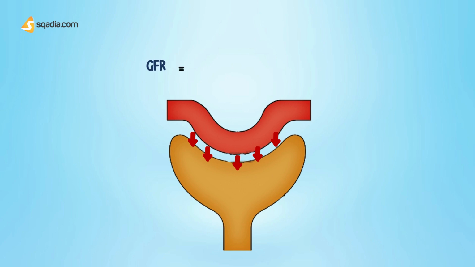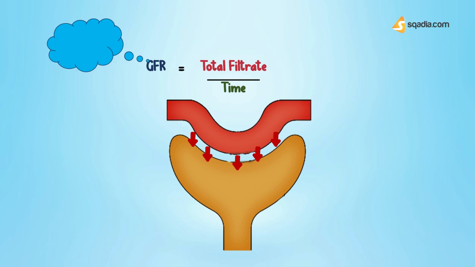The formula of glomerular filtration rate is total filtrate per unit time. In a 70 kilogram person, the glomerular filtration rate averages 180 liters per day, or 125 milliliters per minute. This is much higher than the combined net filtration of 4 liters per day of fluid across all the other capillaries in the body.